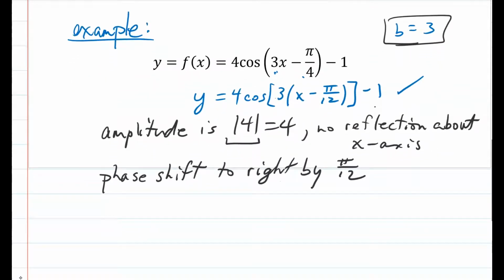And then we have a vertical shift down. So there's a shift down by 1. Those are our transformations.